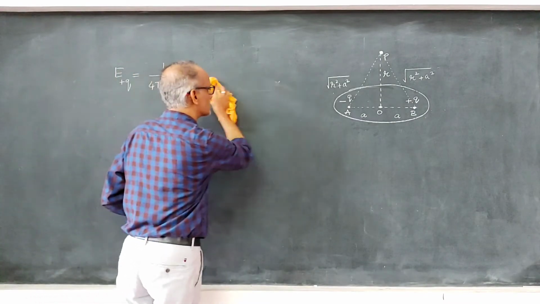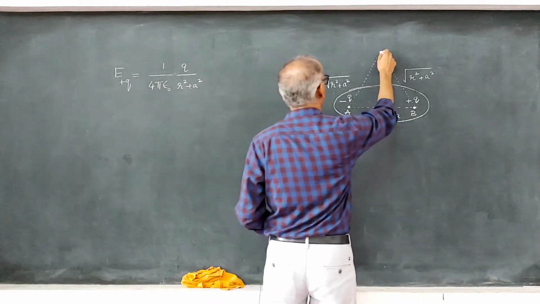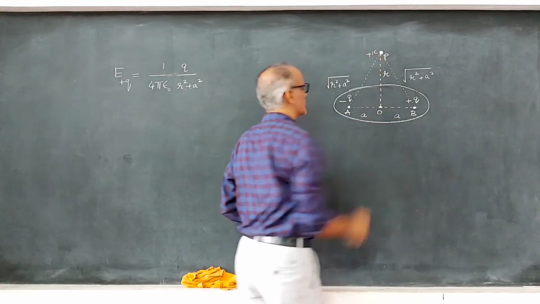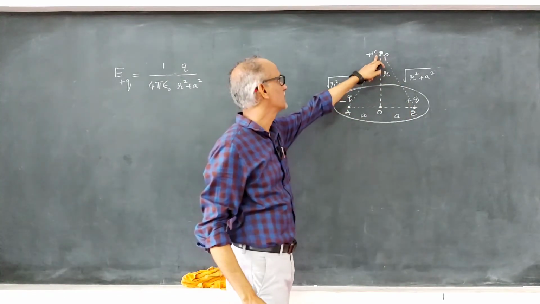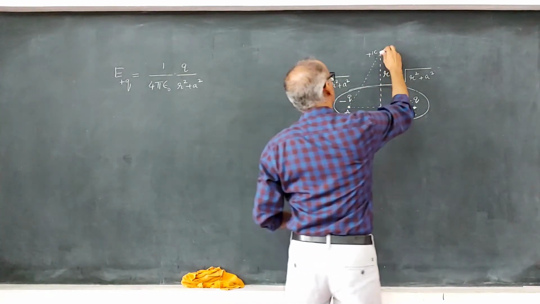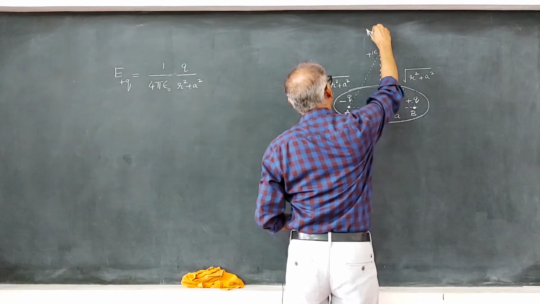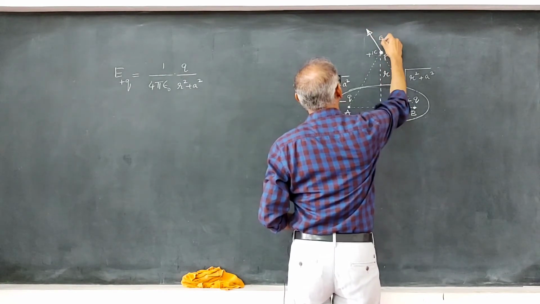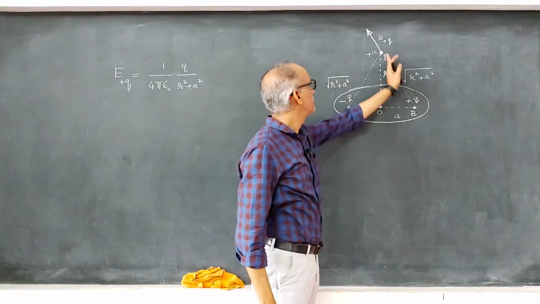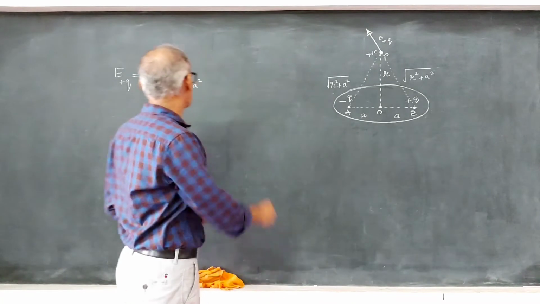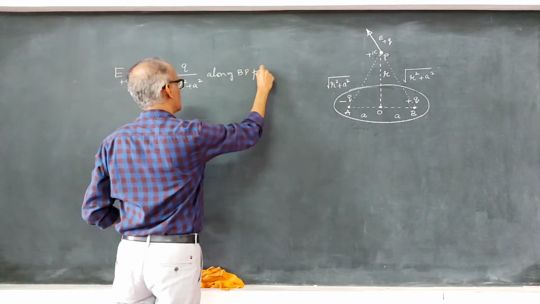Right. Now what is the direction of that particular field at that point? So you place a plus 1 coulomb to understand the direction. This is a positive charge. This is also a positive charge. It's repelled in this direction like this. So that will be E plus Q. So that is BP extended, correct? So it's along BP produced, we write.